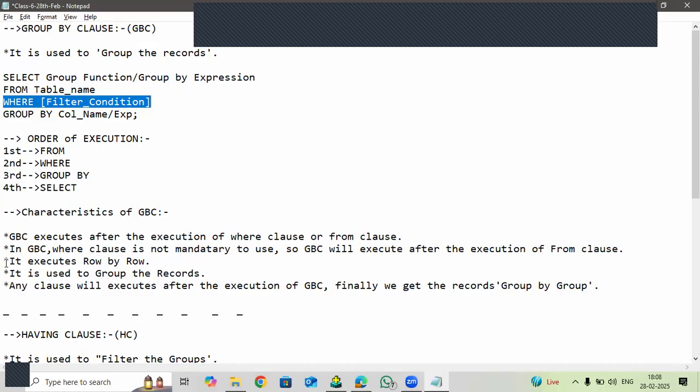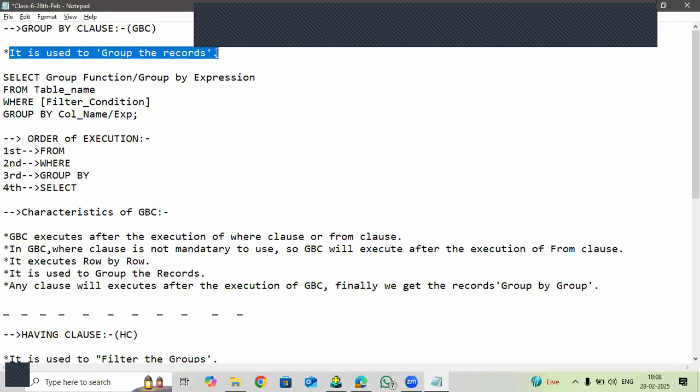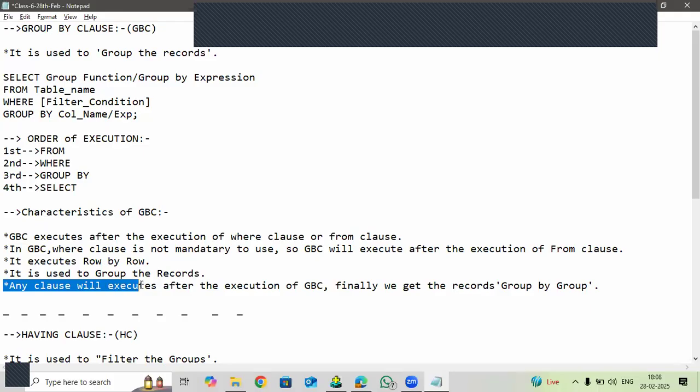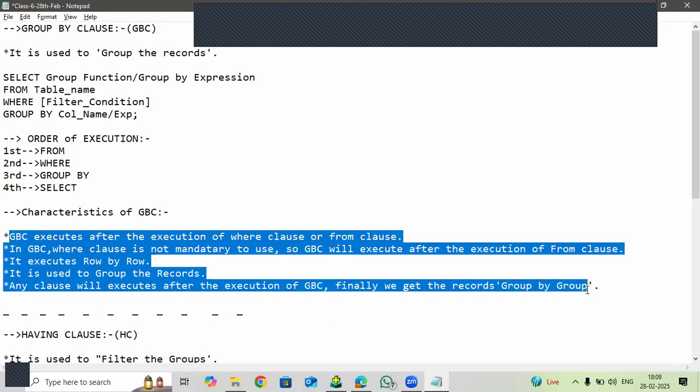And group by clause executes row by row, and it is used to group the records. Any clause will execute after the execution of group by clause. Finally, we get the records group by group. So these are some basic characteristics with respect to group by clause.